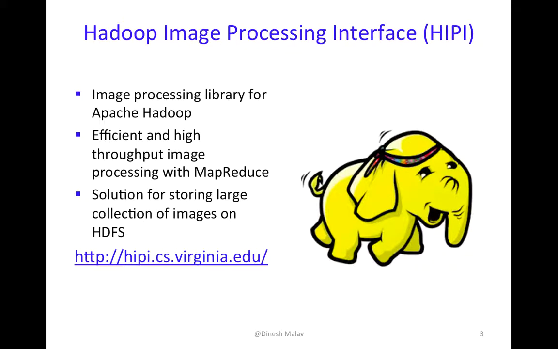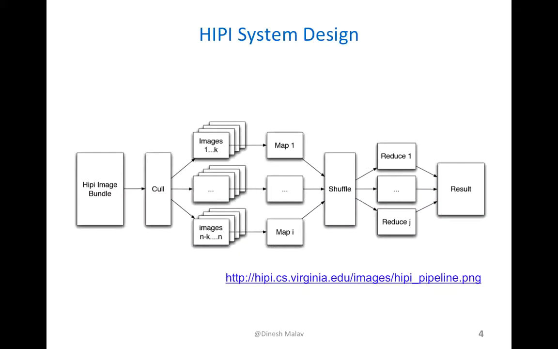Hadoop Image Processing Interface, or HIPI, is an open source library developed by University of Virginia for Apache Hadoop. This provides efficient and high throughput image processing with MapReduce and solutions for storing large collection of images on HDFS.